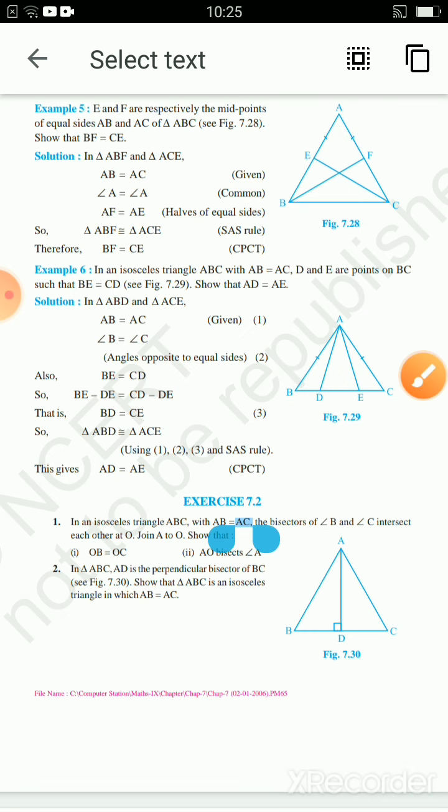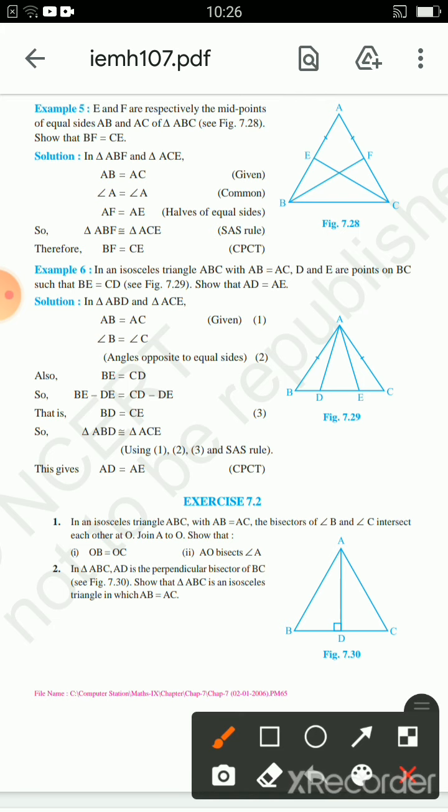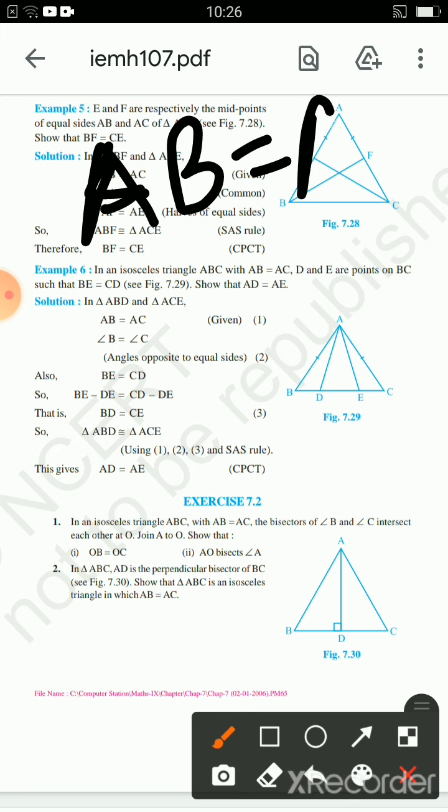Now let's come to exercise 7.2. The first question is, in an isosceles triangle ABC with AB equal to AC, the bisectors of angle B and angle C intersect each other at O. Join A to O, show that OB is equal to OC. See, the data given to you is AB is equal to AC. So first of all, write the given data: AB is equal to AC, and the bisectors of angle B and angle C intersect each other at O.